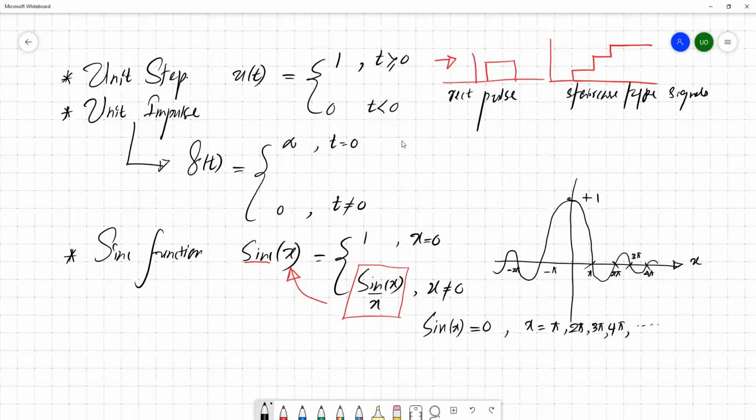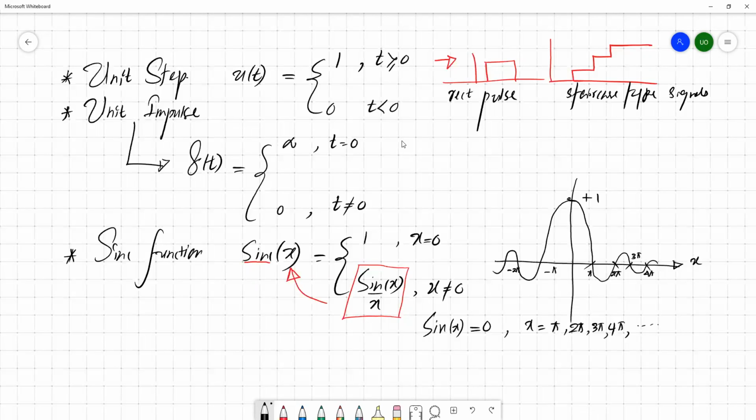I explained two examples in the previous video. The second is the unit impulse. So we can utilize the unit step and unit impulse to simplify certain functions. We discussed it previously, and the third important block is the sinc function.